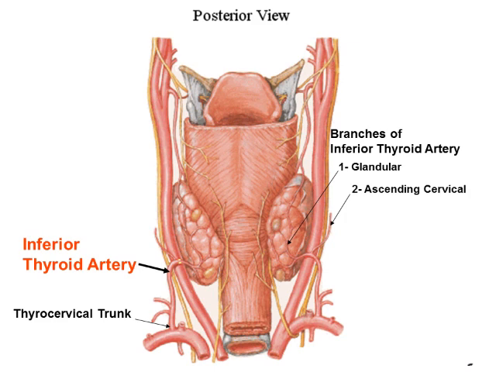The second branch is the ascending cervical artery. This artery becomes related to the scalenus anterior muscle to share in the arterial supply of the spinal cord. The third branch is the inferior laryngeal artery. This artery supplies the lower part of the laryngeal cavity. And the last branch is the tracheal and esophageal branches, which share in the arterial supply of both the trachea and esophagus.